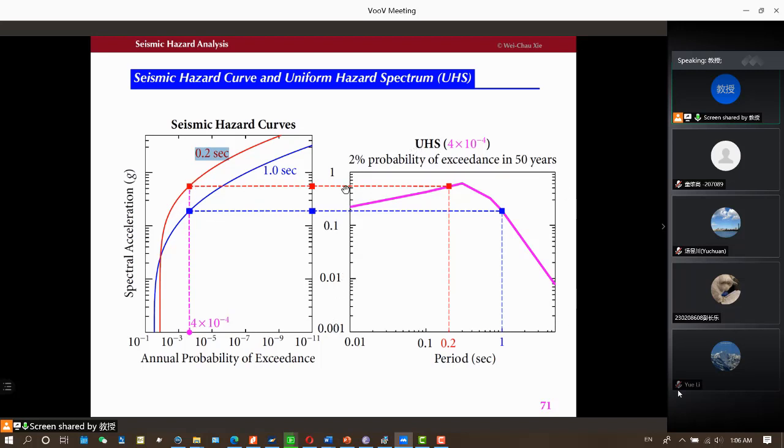Okay, so on the right hand side, we have the uniform hazard spectrum. Corresponding to period 0.2, we have this point. Corresponding to period equal to 1, we have this blue point. Okay, so now by connecting these points, we obtain the uniform hazard spectrum.